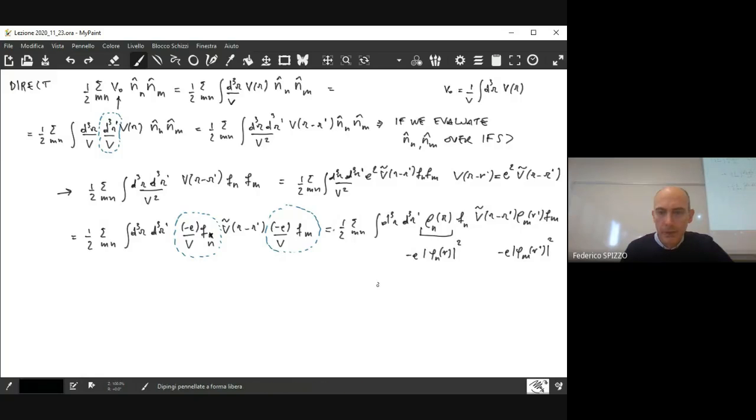conjugated. So we have phi n conjugated of r, phi m conjugated of r prime. Then we have e squared V of r minus r prime, and then we have phi n of r, phi m of r prime. So if you expand this to here and you group the wave functions, then you have the same expression with two conjugated wave functions on this side and the corresponding two non-conjugated values on the other side.